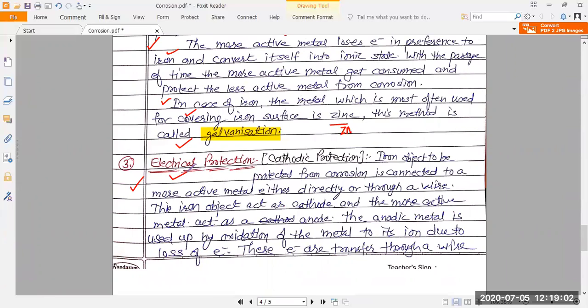So this was our point, and we have discussed the electrical protection method. If you have any doubt, dear student, you can ask me anytime.